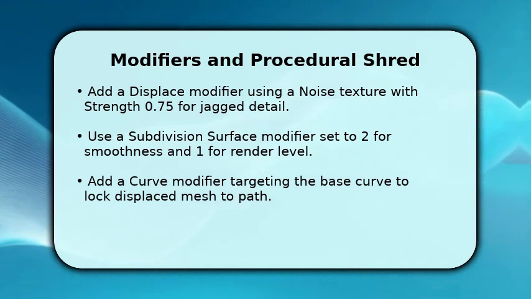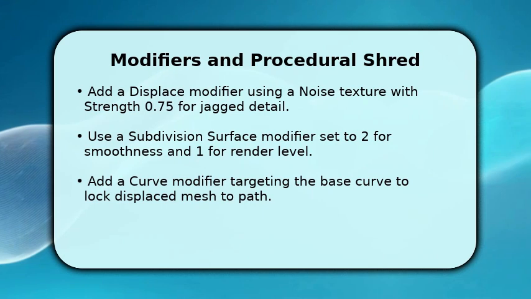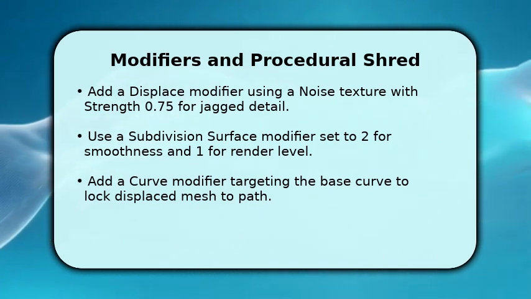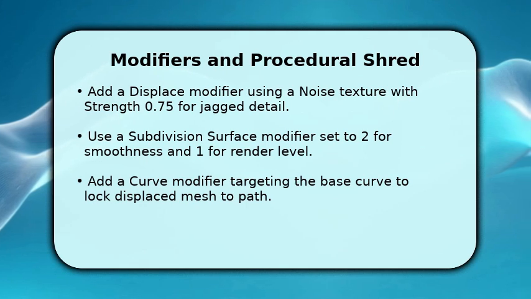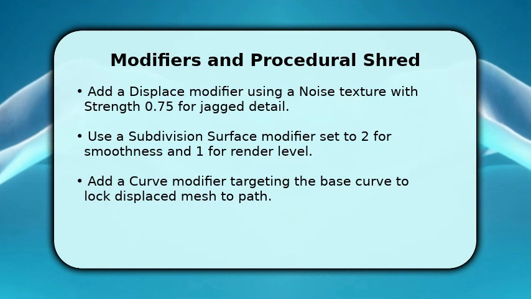Add a displace modifier and create a noise texture for procedural jitter. Set noise strength to 0.75 to produce sharp forks and irregularities along the strike. Add a subdivision surface modifier at viewport 2 and render 1 to keep detail manageable. Finally, add a curve modifier and target the original curve to align the displaced mesh back to the lightning path.